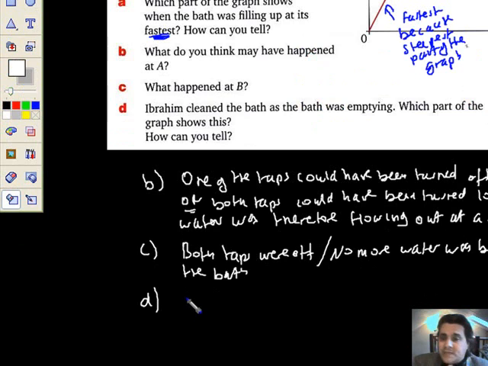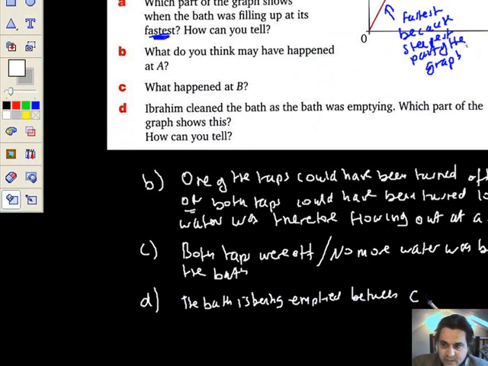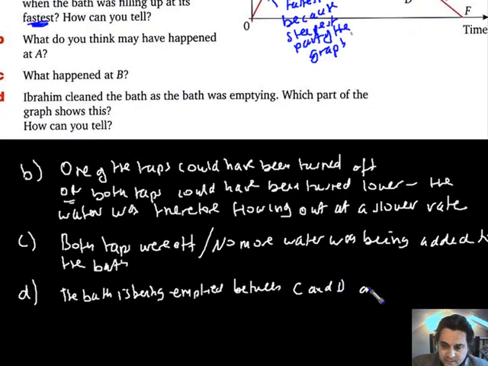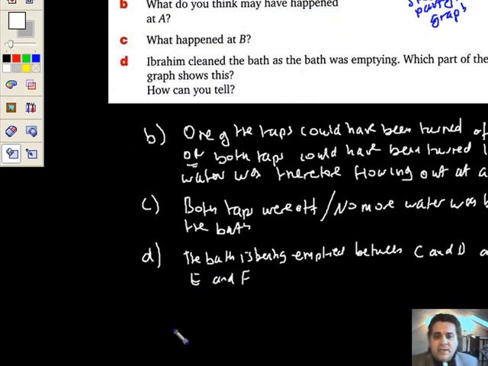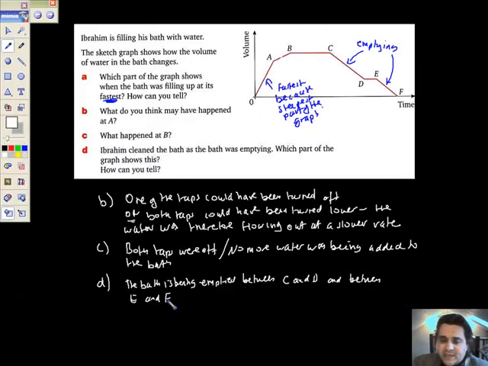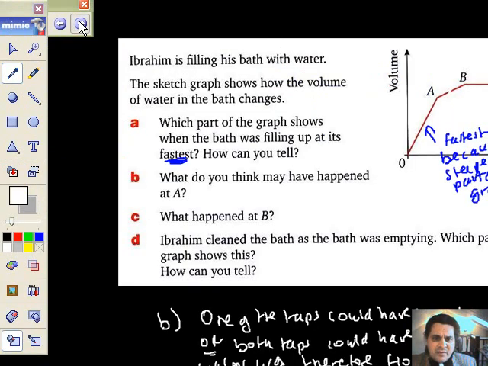While it's being emptied, the bath is being emptied between C and D and between E and F. Let's see if I answered it correctly. Clean the bath. Which part of the graph shows this? Okay, so the bath is being emptied between C and D and between E and F. That's when he's doing the cleaning. That's essentially it. Won't go any further than that.